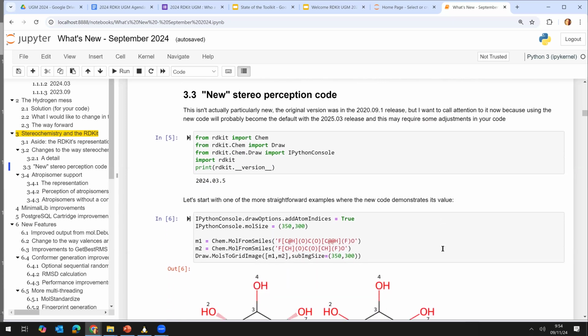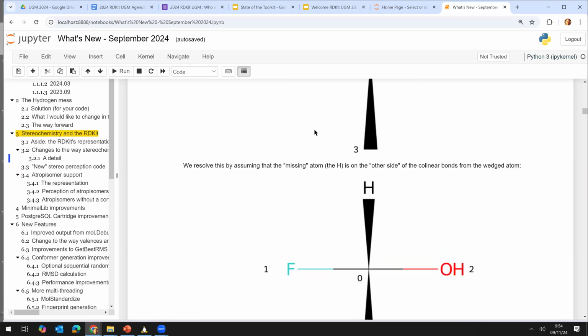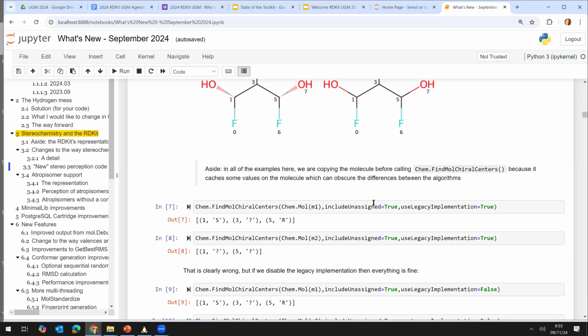So the new stereo perception code, this is the thing that happens when you set use legacy stereo to false. The reason we did it is there are some problems with the old stereo code. So these are two examples of a molecule, or two different molecules. One has stereo specified on atoms one and five. Atom three is a potential stereo center because one of these is R and the other one is S. Here's the same molecule drawn completely flat. All three of these are potential stereo centers, right? That's potential stereo, and this is potential stereo because both of those are potential stereo. The default behavior of the RDKit at the moment will recognize that this is a potential stereo center, but it will not recognize that these two are potential stereo centers. So that is a bug. If you turn off the legacy stereo, it gets that right.